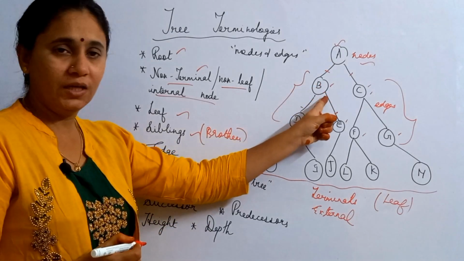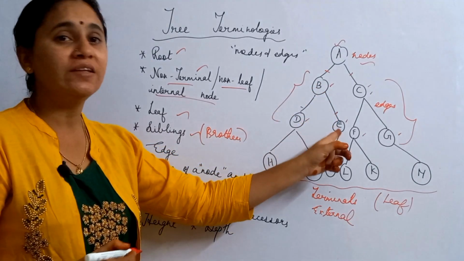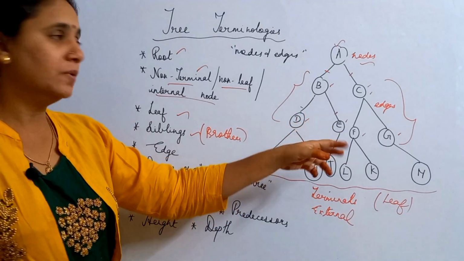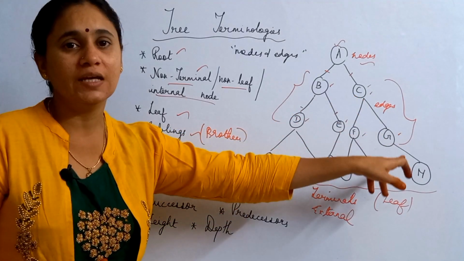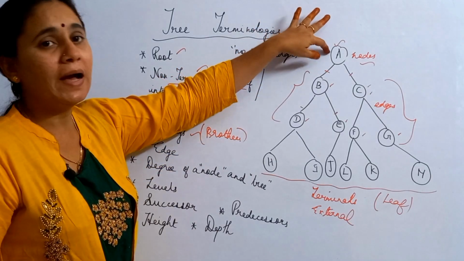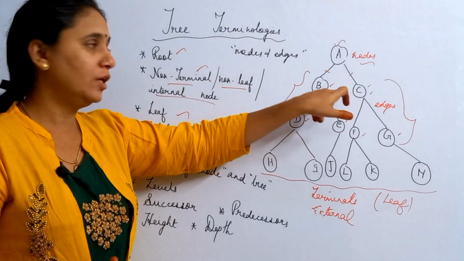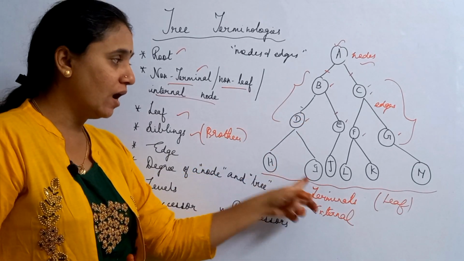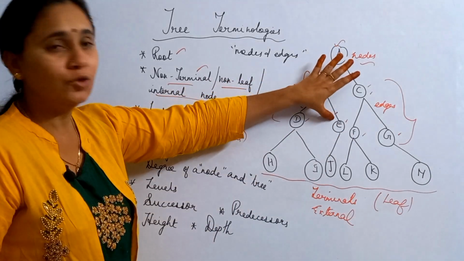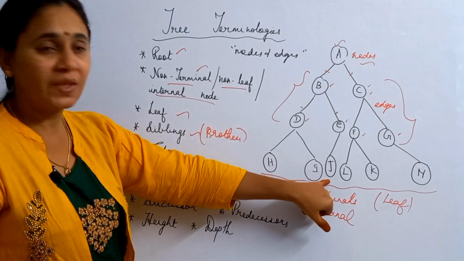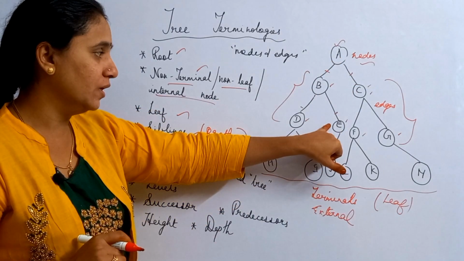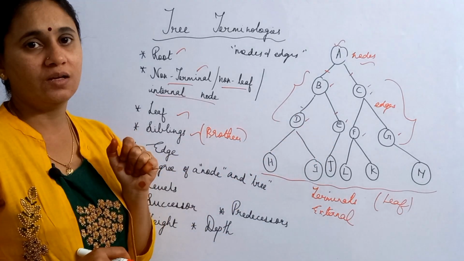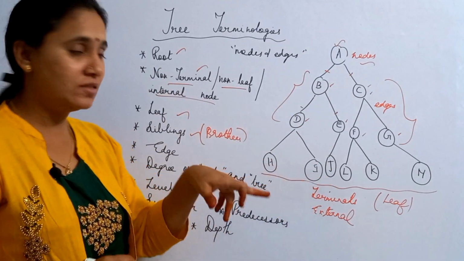So for B, D and E are brothers or sisters. We can tell in common as siblings. For C, F and G are brothers. For the parent A, B and C are children. So they are all brothers or sisters. Then for D, H and I are brothers. For E, you tell me. Only J is the only child of E. So there is no sibling for J, isn't it?